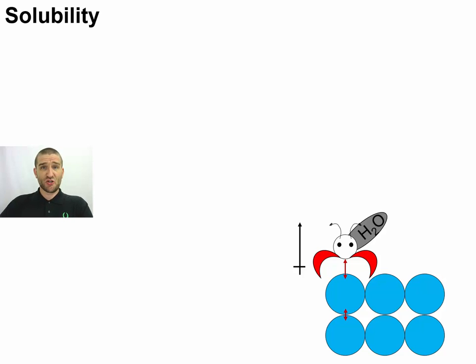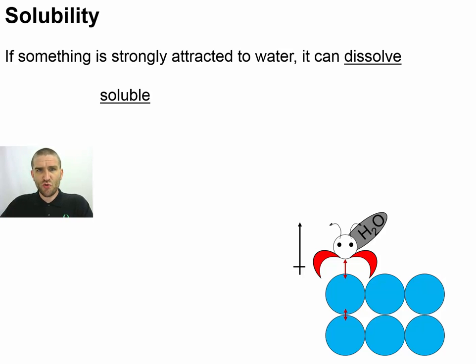Let's hammer down some of our jargon and terminology that we're going to be using when we talk about solubility. Now, if something is strongly attracted to water, it might be able to dissolve. And if it can, we're going to say that it's soluble. So that would be an example like this atom here, or molecule, or whatever I happen to have sketched, popping loose because this water molecule has dragged it away.